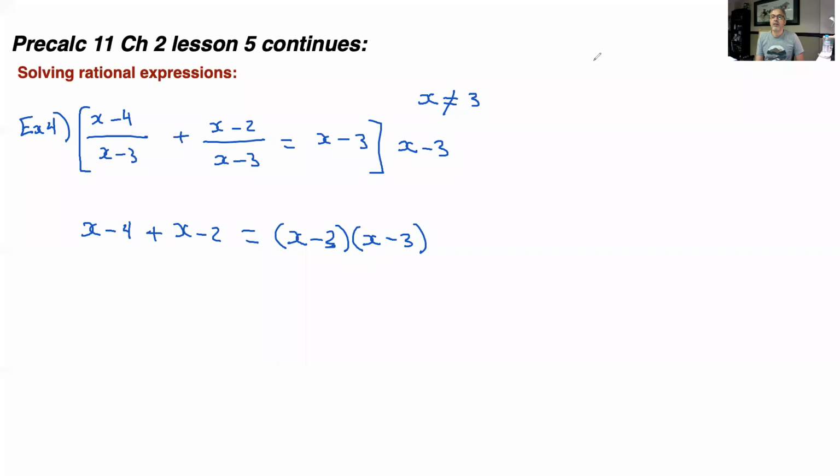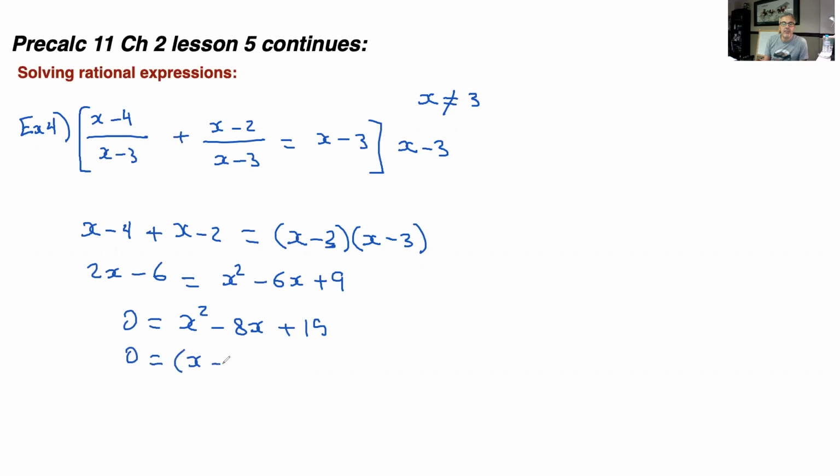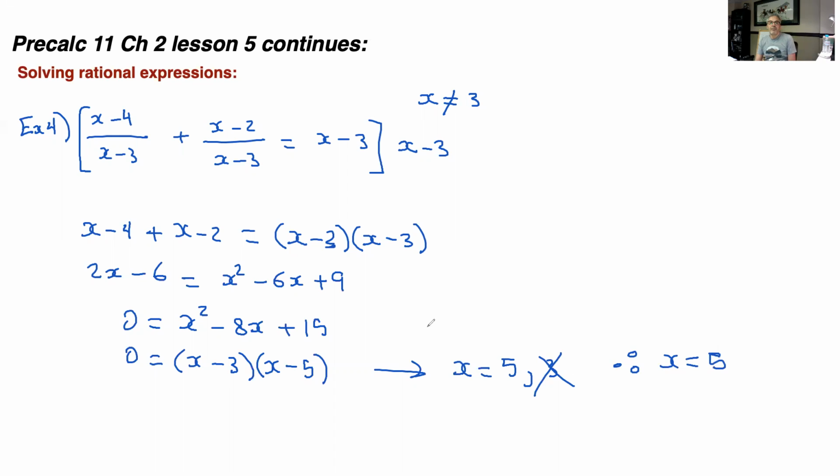So that's 2x minus 6 equals x squared minus 3x minus 3x is minus 6x plus 9. Move everything to one side, so 0 equals x squared minus 8x plus 15. Factor this, you're going to get x minus 3, x minus 5, and therefore x equals 5 and 3 from factoring. And as I said, 3 is a restriction, so you cannot accept it. You have to reject it, and therefore x equals 5.